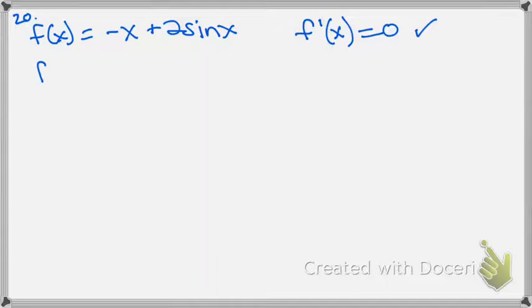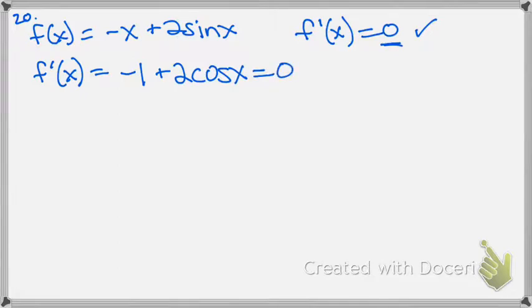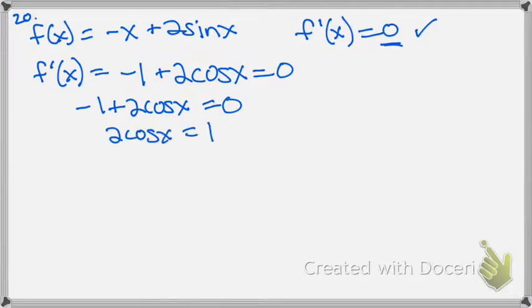So I'm going to find the derivative. The derivative of negative x is negative 1. The derivative of 2 sine x is 2 cosine x. And then I'm going to set it equal to 0. So I have now negative 1 plus 2 cosine x equals 0. Solve that for x. So first get the cosine by itself. Move the 1 to the other side. Divide by 2. And I have cosine x equals 1/2.